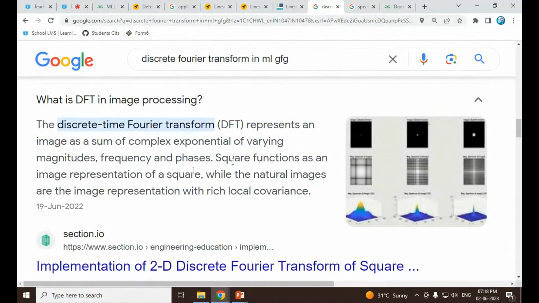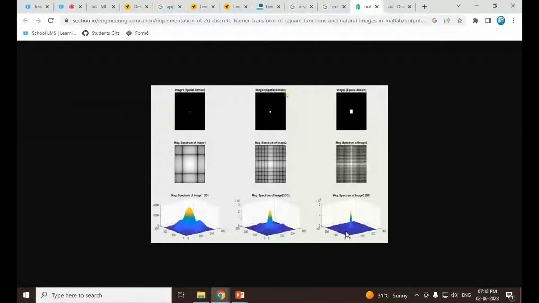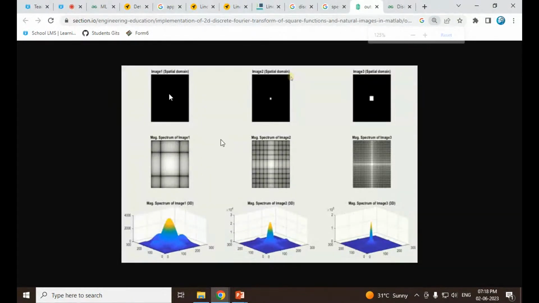Square function is an image representation of a square, while natural images are image representations with a rich local covariance. Covariance means it is a variation in the local neighborhood of the point that you are considering. Like if we take an example, one dot exists in a photo, a light dot exists on a photo, and we want to represent it in a 3D space.